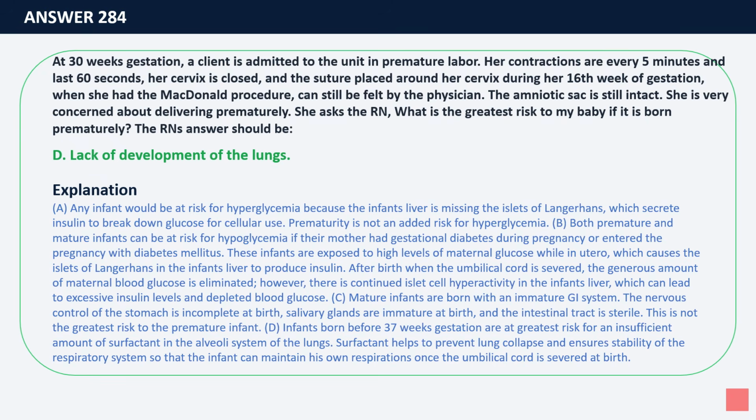D. Infants born before 37 weeks gestation are at greatest risk for an insufficient amount of surfactant in the alveoli system of the lungs. Surfactant helps to prevent lung collapse and ensures stability of the respiratory system so that the infant can maintain his own respirations once the umbilical cord is severed at birth.